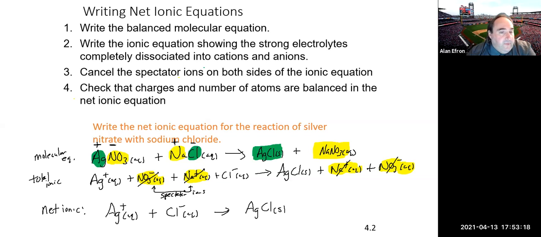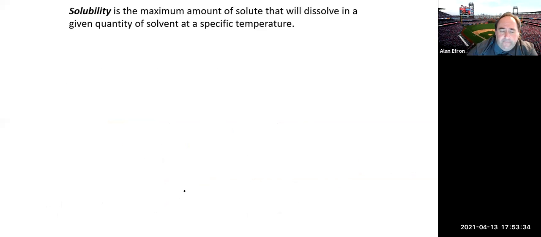So solubility rules help us determine whether or not, when we put two things together, like in an ionic compound, that will lead to a solid being formed or no solid being formed. So let's talk a little bit about that there.